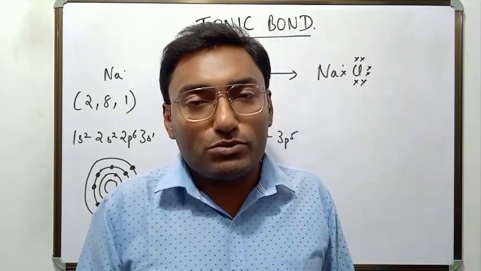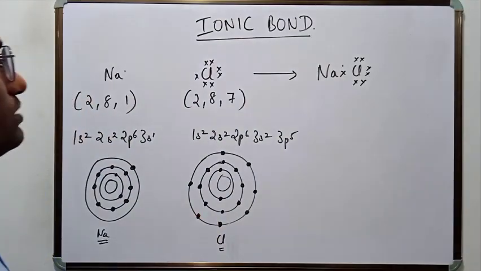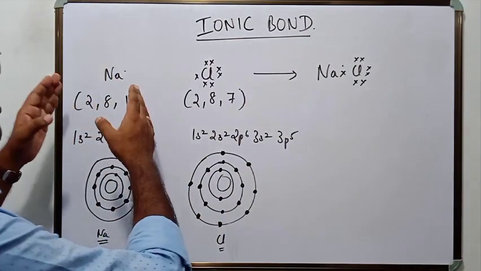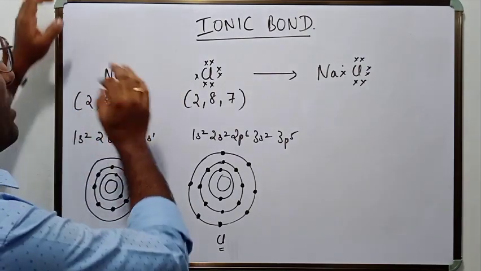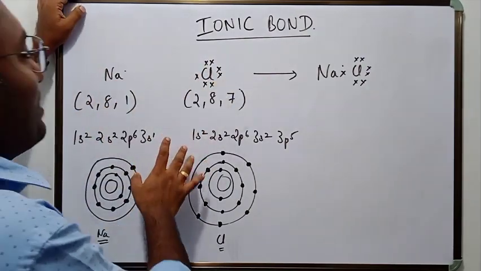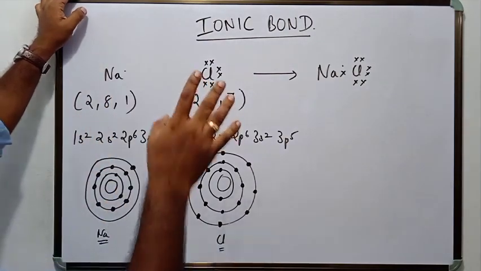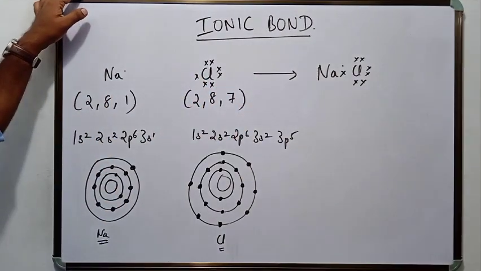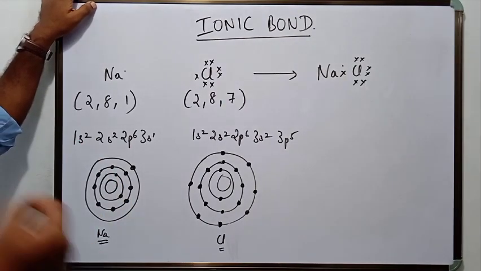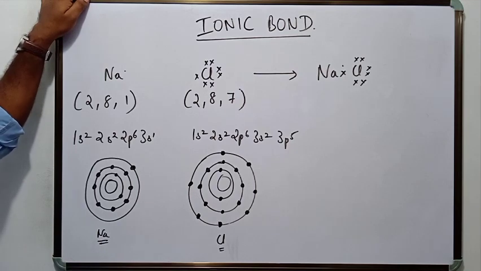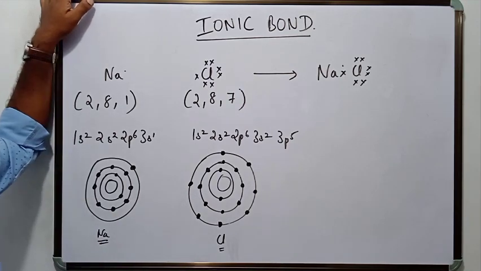Ionic compounds. An ionic bond is formed by transfer of electron from one atom to another. A permanent and complete transfer of electron from one atom to another. The atom that donates the electron becomes positive in charge, and the atom that accepts the electron becomes negative in charge.